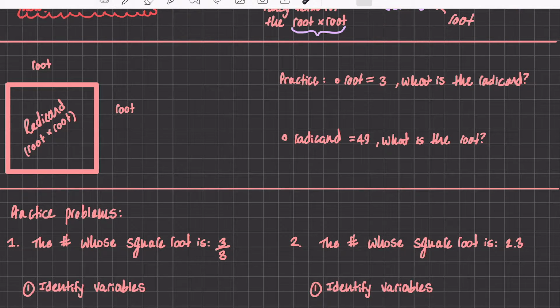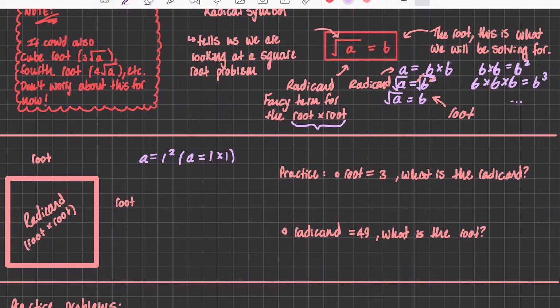A lot of people find it easy to think of the square root as an actual square. If you've encountered area problems, we know that the area is equal to the length squared in a square. So you could also write that as A is equal to L times L. And that can actually help us to come up with the relationship for a square root as well. Because like we said earlier, the radicand is equal to the root times the root. So if we think of the area as the radicand, we can say that A is equal to the root, which we have as B, times B.